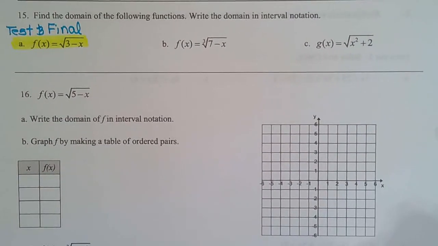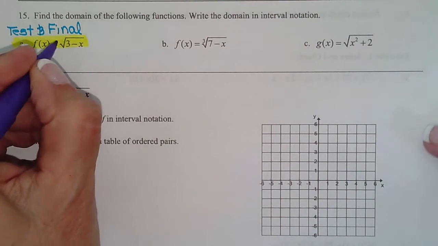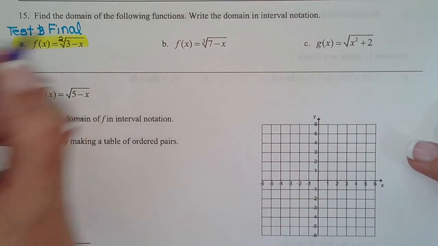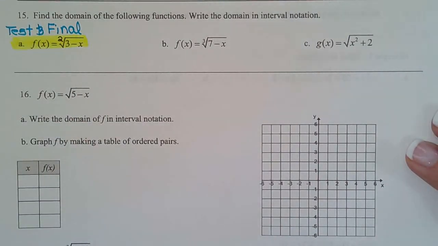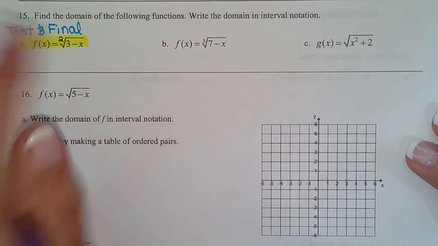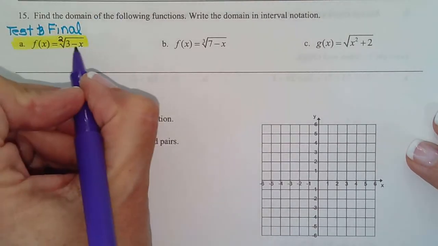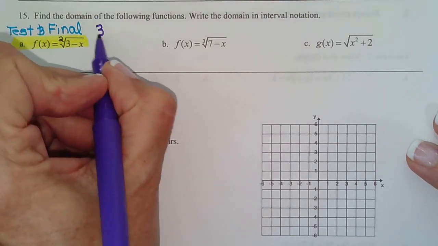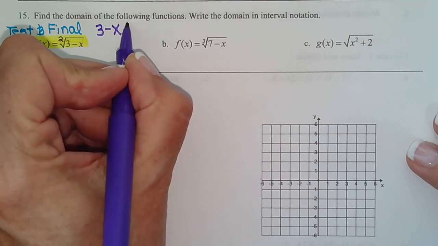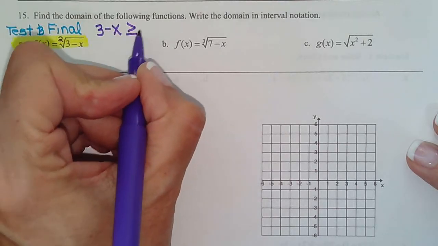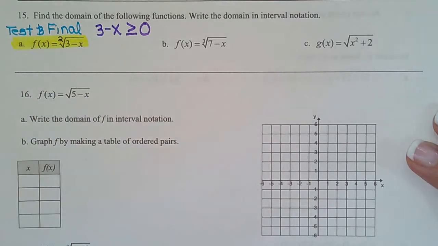So 15a was the one I found to be closest to the test. So I see it's an even index. Remember, when there's no number there, that means there's a 2. So the minute I see that it's an even index, I take the radicand, 3 minus x, and I say, oh, it can't be negative. So that means greater than or equal to 0.